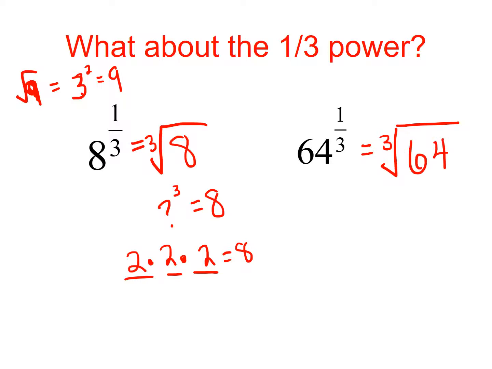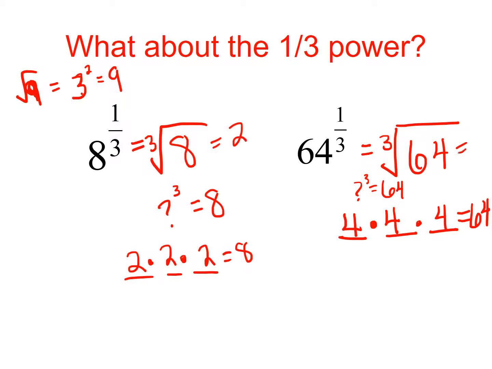So we're asking ourselves, what number multiplied by itself 3 times gives me 64? Or what number to the third power gives me 64? And that number would be 4. 4 times 4 is 16 times another 4 is 64. So the cubed root of 8 would be 2, and the cubed root of 64 would be 4.